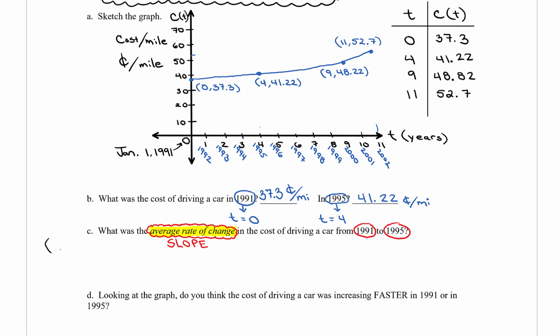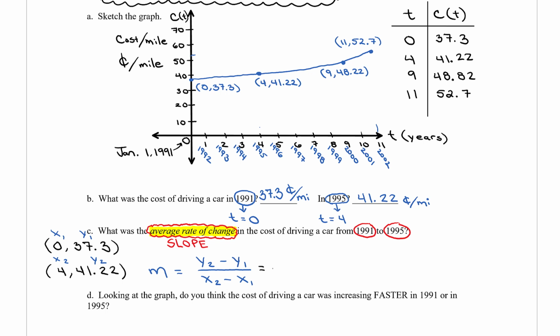So the two ordered pairs I'm writing down are (0, 37.3) and (4, 41.22). Now I'm going to write down m equals y sub 2 minus y sub 1 over x sub 2 minus x sub 1. I'm going to label the coordinates of my ordered pairs. The first one, (0, 37.3), I'm going to label the 0 as x sub 1 and the 37.3 as y sub 1. In the second ordered pair, (4, 41.22), I'm going to label the 4 as x sub 2 and the 41.22 as y sub 2.